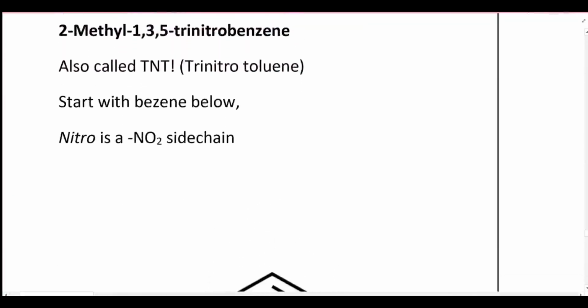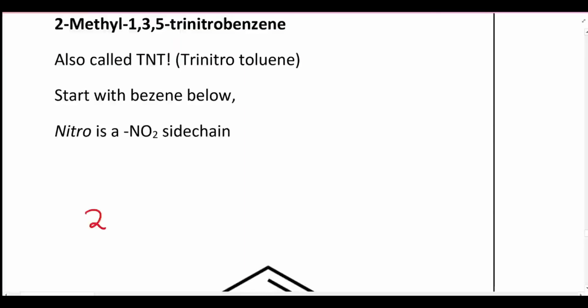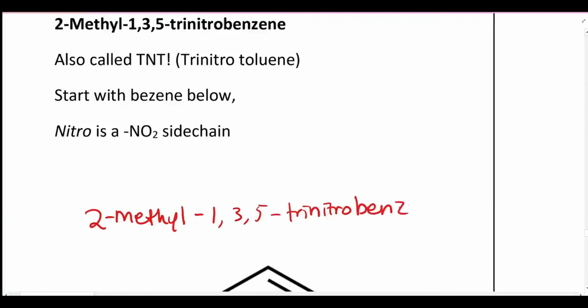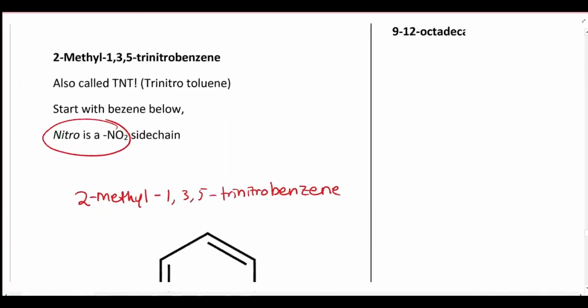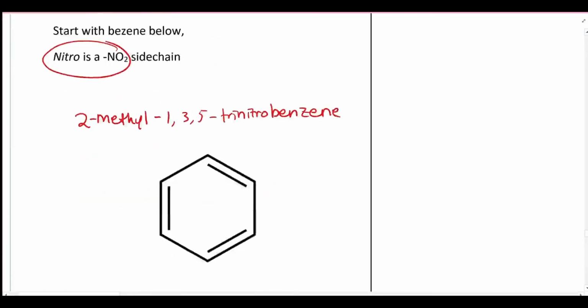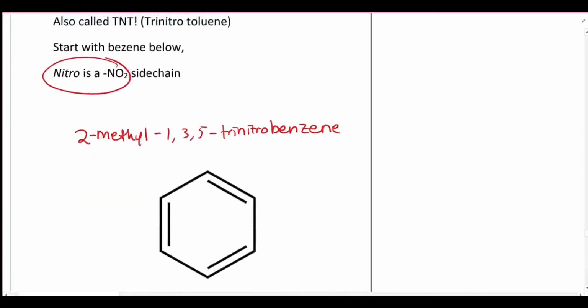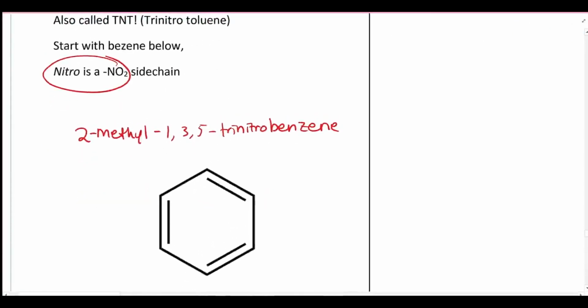Let's do the naming of 2-methyl-1,3,5-trinitrobenzene. I didn't mention this before, but nitro is the NO2 functional group. And this is, by the way, TNT. So let's try to draw the structure here of TNT.